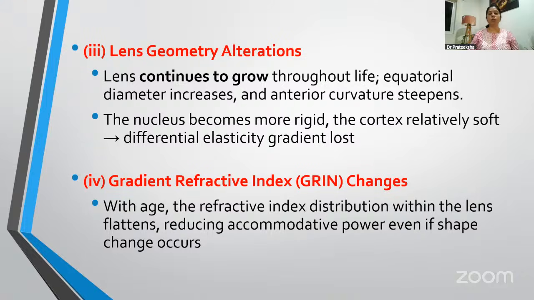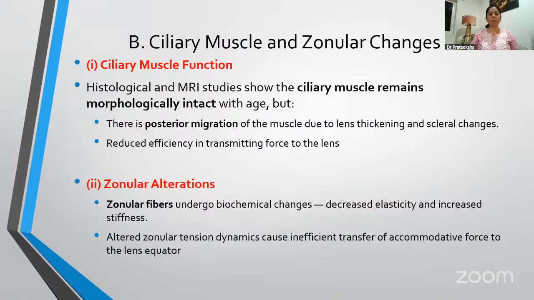The lens continues to grow throughout life. Equatorial diameter increases, and anterior curvature steepens. The nucleus becomes more rigid, while the cortex is relatively soft. Differential elasticity leads to gradient loss. Gradient refractive index changes with age. The refractive index distribution within the lens flattens, reducing accommodative power even if the shape change occurs.